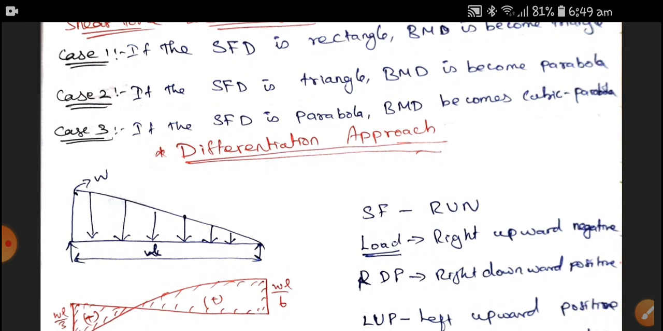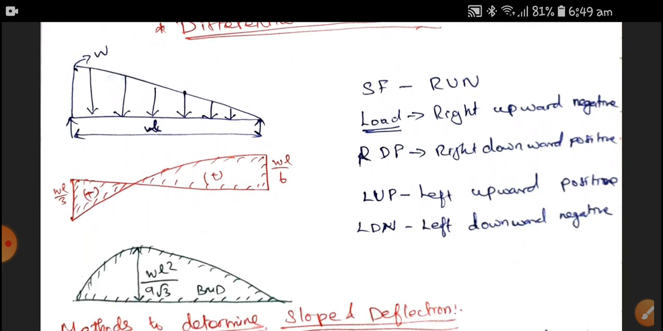Next is a different approach for the simply supported beam having uniformly varying load. One end is maximum, another end is zero. We have a parabola of shear force diagram and a cubic parabola of bending moment diagram. So this is for your understanding. For the sign convention: load is right upward negative, RDP is right downward positive, LUP is left upward positive, and LDN is left downward negative. By this also we can remember the shear force and bending moment diagrams.